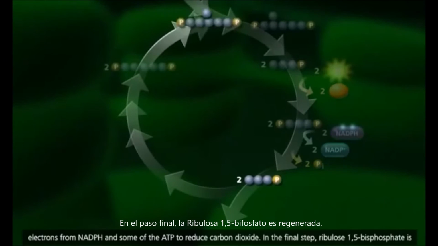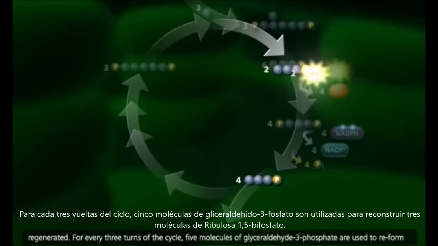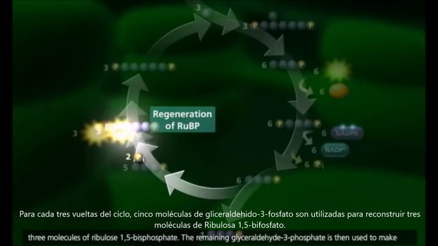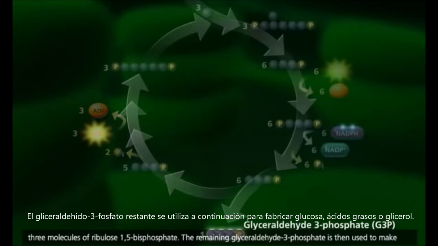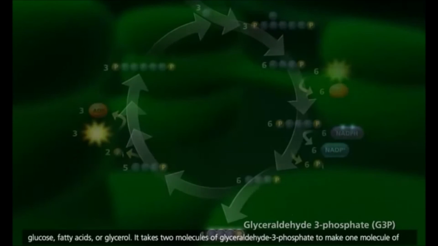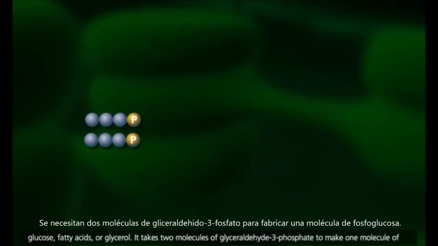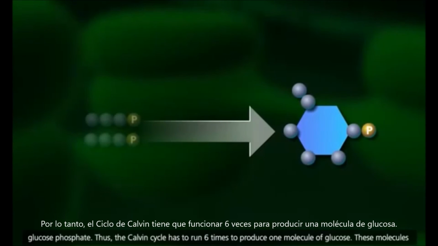In the final step, ribulose 1,5-bisphosphate is regenerated. For every 3 turns of the cycle, 5 molecules of glyceraldehyde 3-phosphate are used to reform 3 molecules of ribulose 1,5-bisphosphate. The remaining glyceraldehyde 3-phosphate is then used to make glucose, fatty acids, or glycerol. It takes 2 molecules of glyceraldehyde 3-phosphate to make 1 molecule of glucose phosphate. Thus, the Calvin cycle has to run 6 times to produce 1 molecule of glucose.